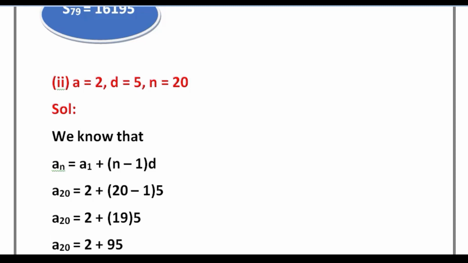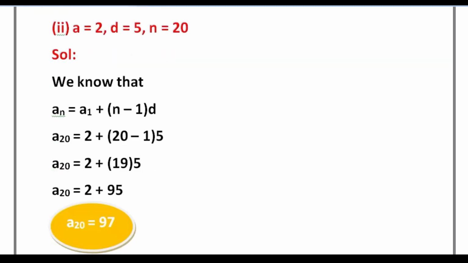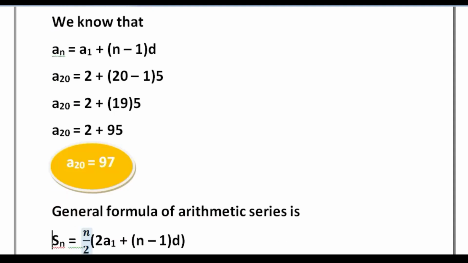Next, second part: a1 is equal to 2, d is equal to 5, n is equal to 20. We know that in an arithmetic progression, an is equal to a1 plus (n minus 1) into d. The value of n is 20, so a20 is equal to the value of a1, which is 2, plus (n minus 1), where the value of n is 20. So 20 minus 1 into d, where the value of d is 5. a20 is equal to 2 plus (20 minus 1, which is 19) into 5. 19 times 5 is 95, so 95 plus 2 is equal to 97. a20 is equal to 97.